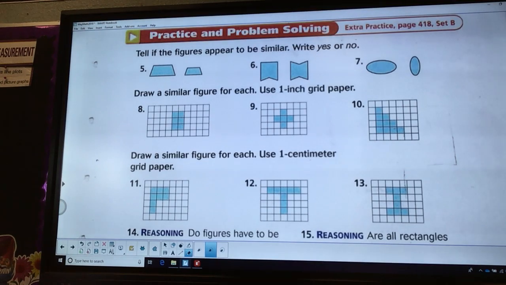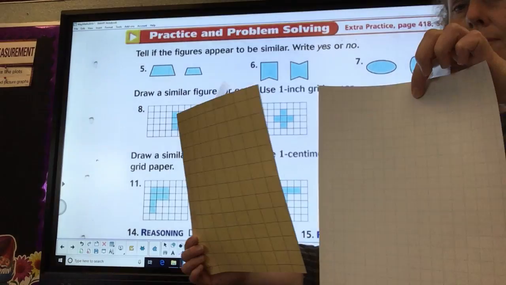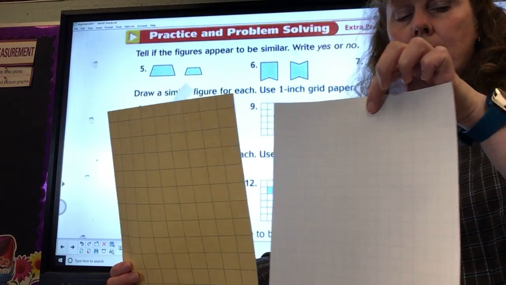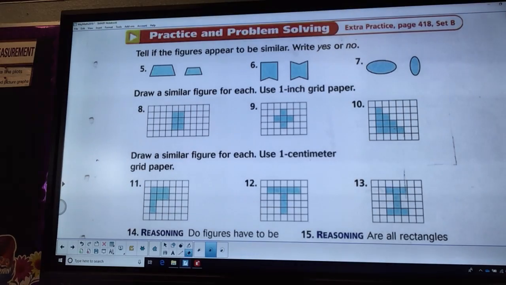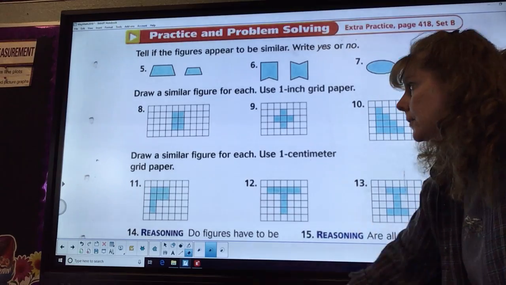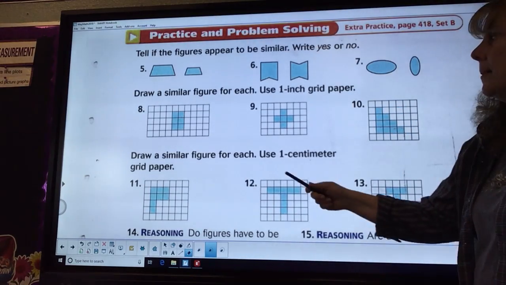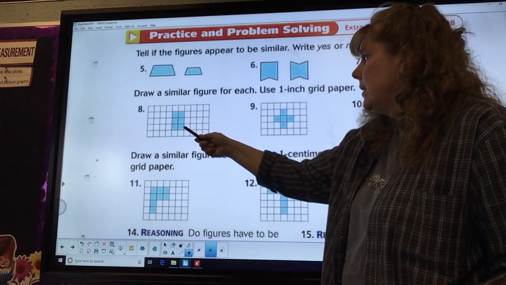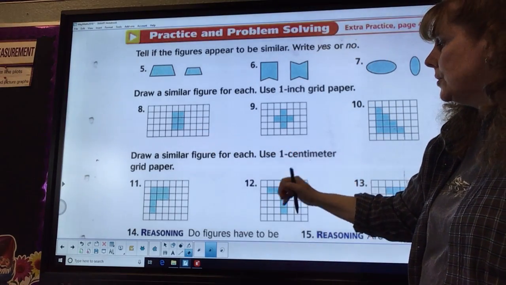Now, on numbers 8, 9, and 10, it says to use 1-inch grid paper. Okay? I want you to just kind of take a look at these and remember back to when we had the 2 different kinds of paper and what you think that might look like. Okay, remember these 2 pieces of paper? Now, I am going to go ahead and draw them on here so that you can take a look. Okay, I know that I have a rectangle here, so I have to draw a smaller rectangle, don't I?